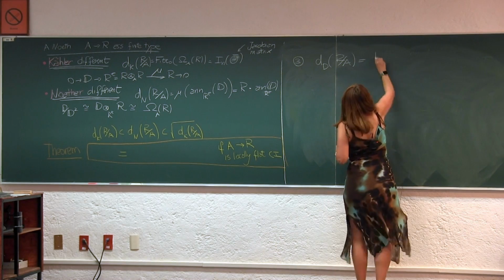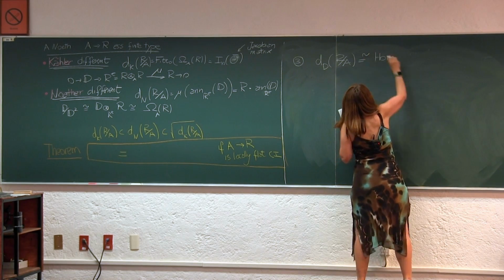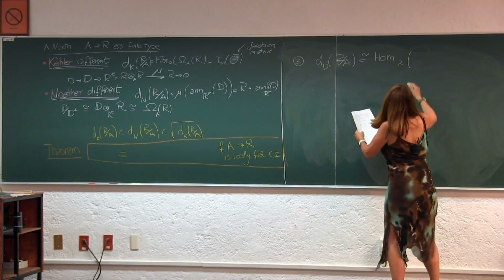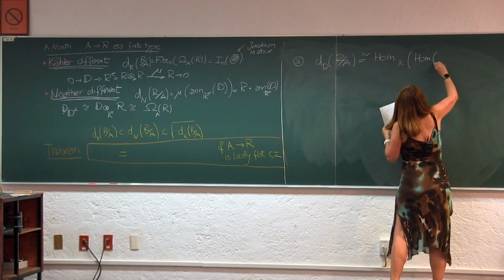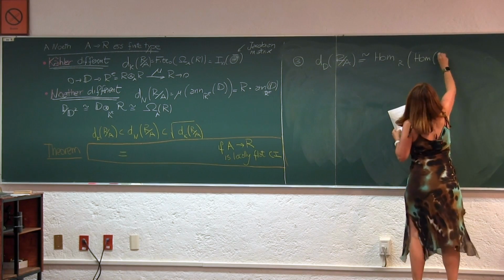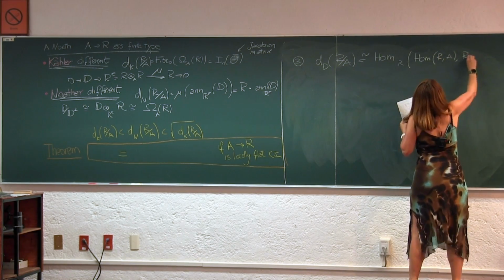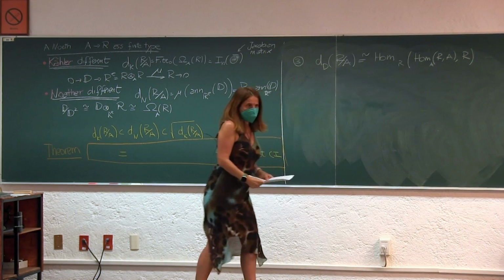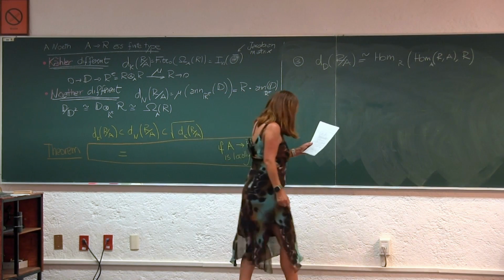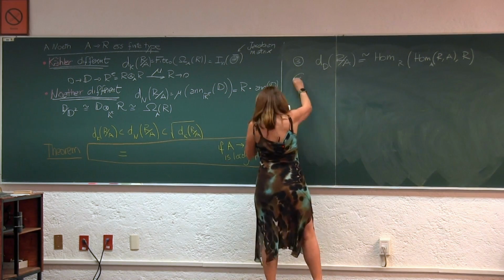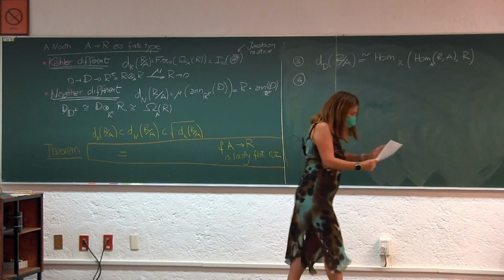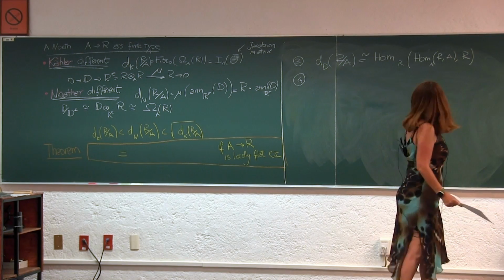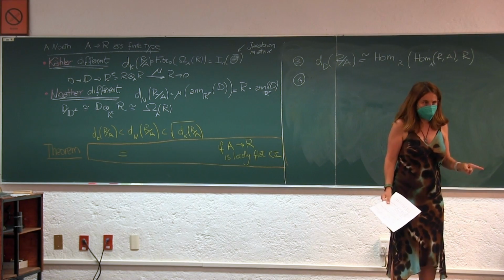Okay? So what is the third observation? The third observation is that the Dedekind different is then also going to be a Hom, because it's the inverse. So it's the Hom in R, since this is isomorphic to this Hom, against R. Since it's the inverse.